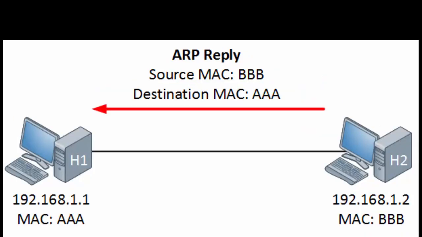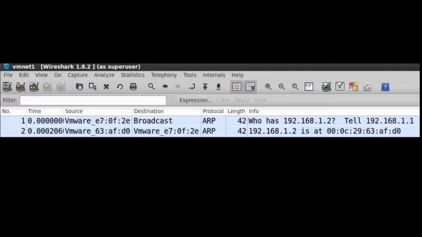So then H2 will reply. When I receive the message, I will reply with an ARP reply, basically saying that's me and this is my MAC address. H1 can now add the MAC address to its ARP table and start forwarding data towards H2. This means towards me.